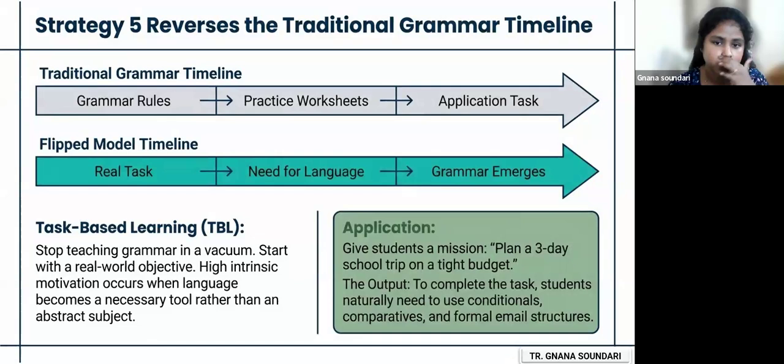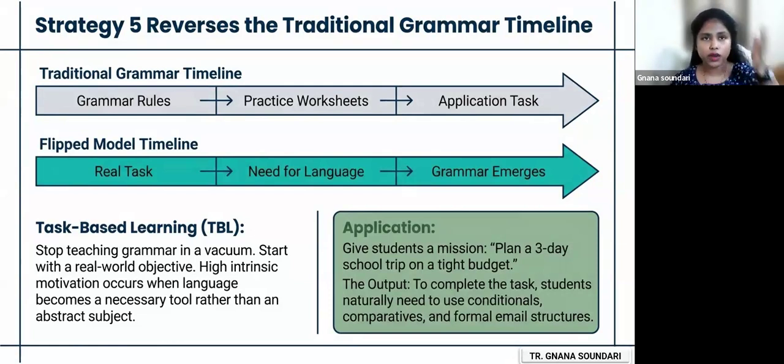As I said in my previous webinar, every teacher is doing that. I'm starting with grammar rules. After completing the grammar rules, definitions, and explanation, jumping into worksheets. After completing worksheets, application task. That's all. So what should you do in strategy 5? Reverse method. Real task first.